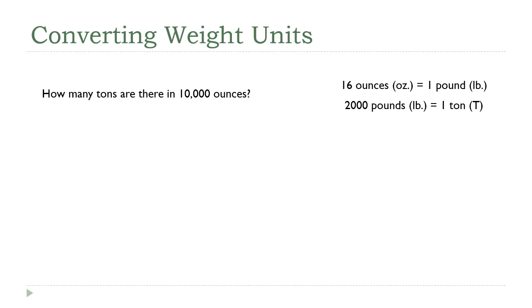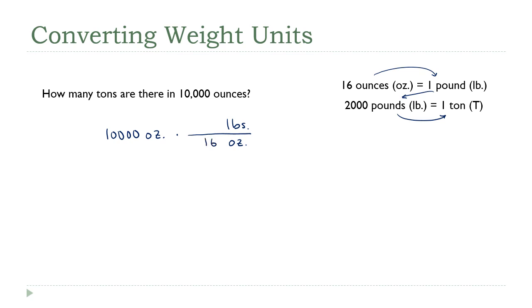So now I want to take 10,000 ounces and convert it to tons. And this is going to be another one of those multi-step ones. I'm going to take ounces and convert it to pounds. Then I'm going to take pounds and convert that to tons. So 10,000 ounces. And I want ounces down here so they cancel.